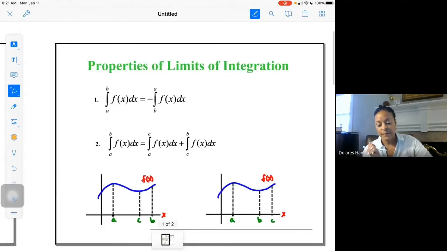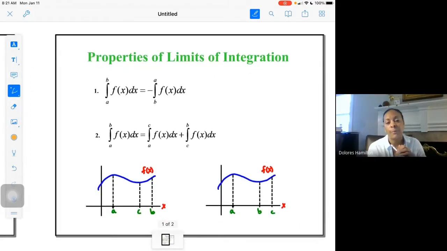All right. So we're first going to start with a couple of different properties that we have when we are integrating. Let's look at property number 1. You'll notice here, this is saying if I have a definite integral from a to b of f, if I were to switch the limits of integration and negate the integral, those two would be equivalent statements. Let's see it in play so that it makes a little sense.